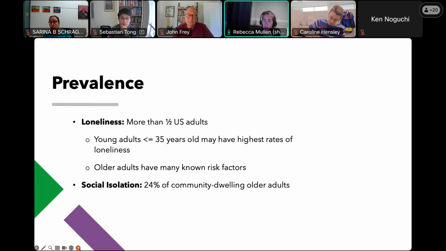And then social isolation, on the other hand, is definitely most common in older adults, and a very common prevalence that you'll see cited is about a quarter, 24% of community dwelling older adults above the age of 65 in the United States. So these are very, very common.